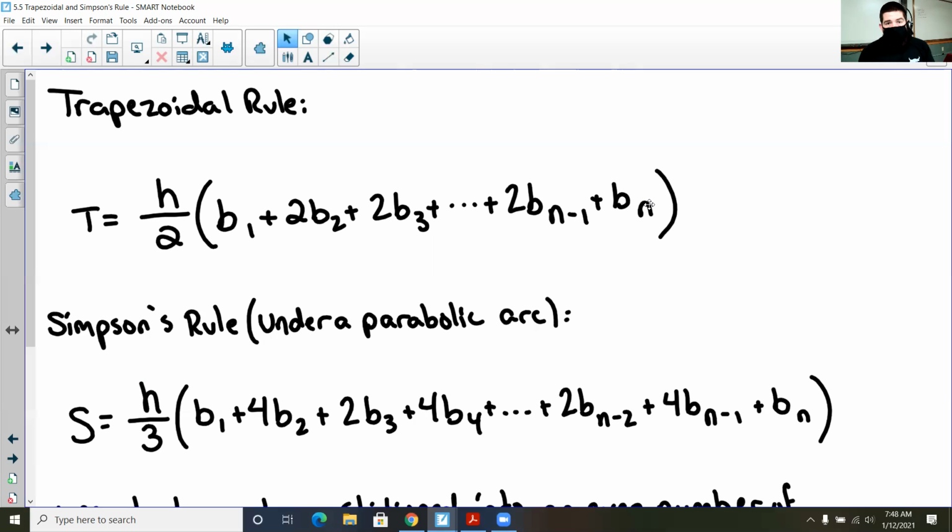You can have any number of trapezoids you'd like. You can have even and odd numbers. It doesn't matter. It's whatever best approximates your function.